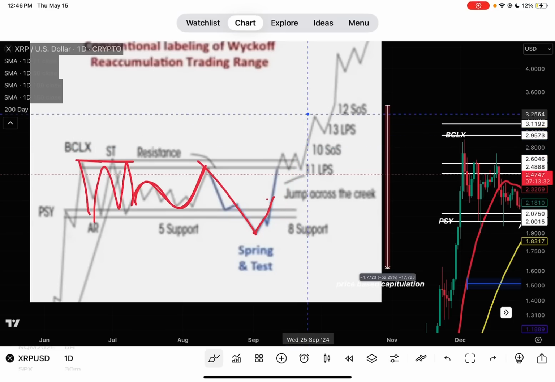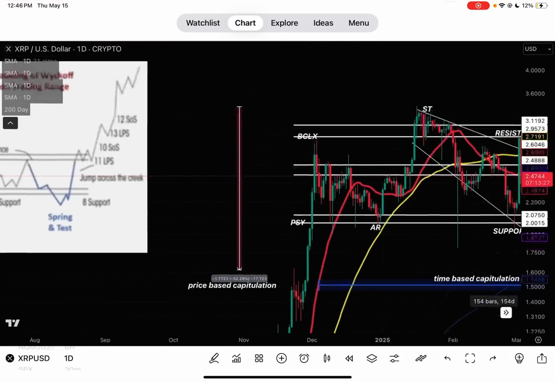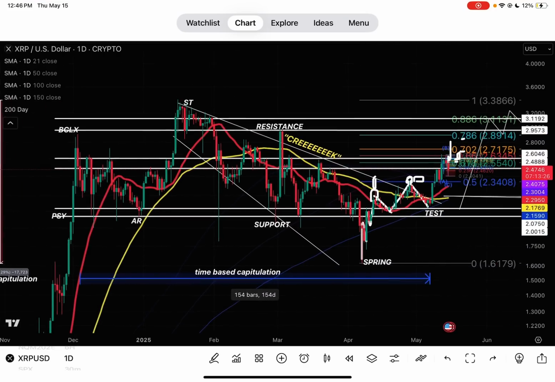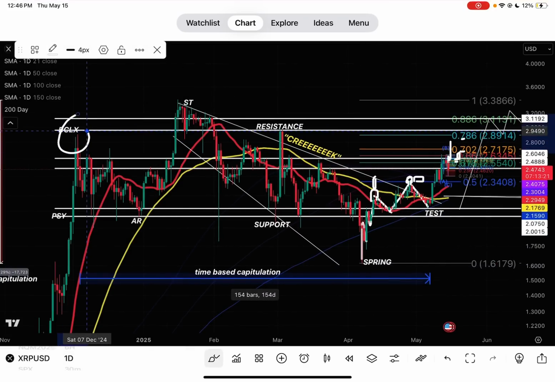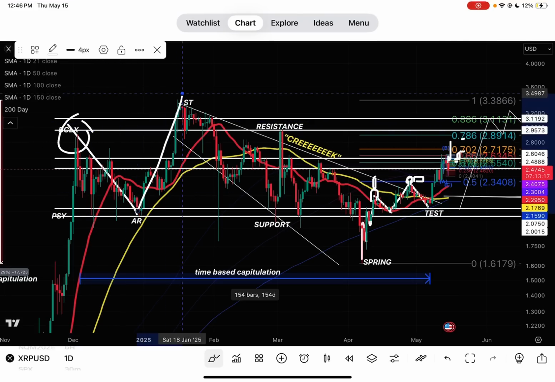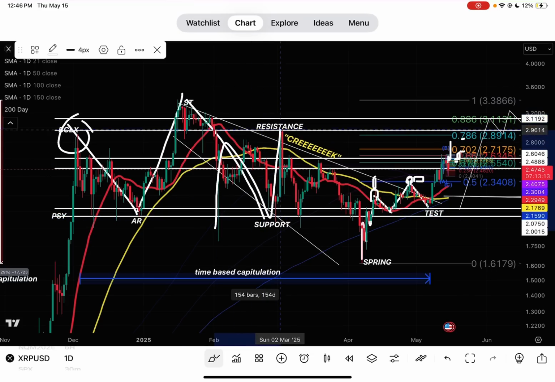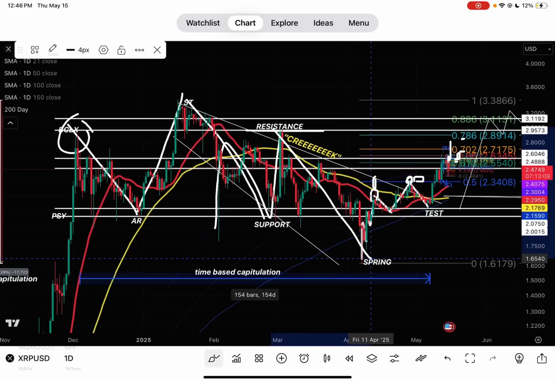So we see the exact same thing on XRP. Just taking a little bit of a closer look, we can see here that this was your buying climax, right? Then you come down for your automatic rally, your secondary test, come down to the support level, you have a fake out to the upside, and then you slam back down below the range for your spring.